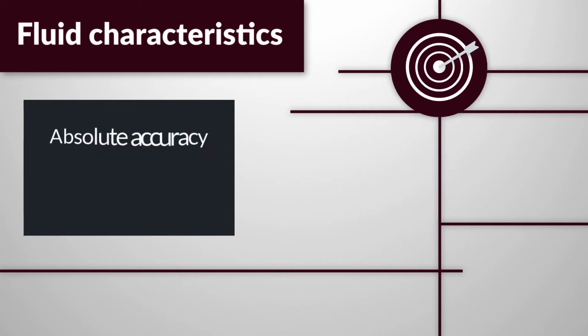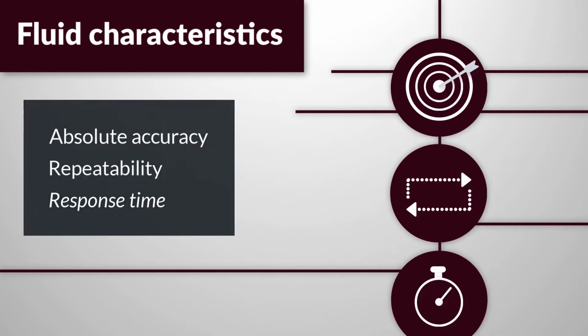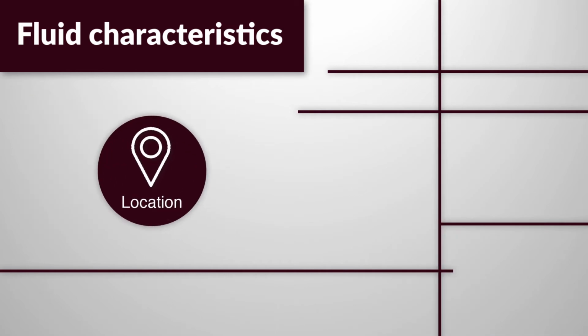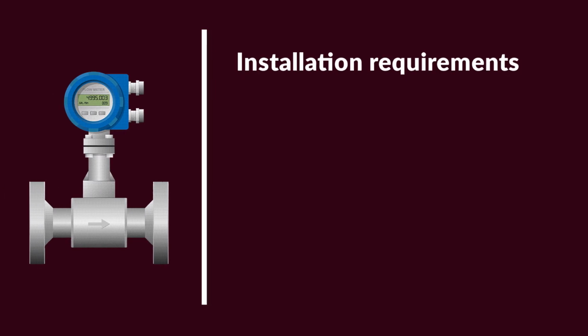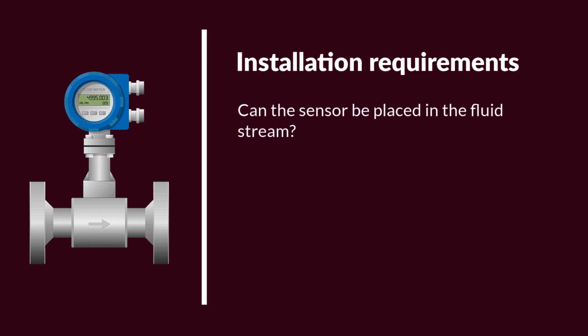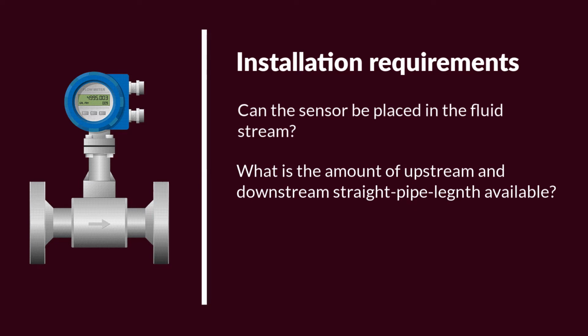The accuracy, repeatability, and response time desired. The device's location, for instance, whether it will be put in a hazardous environment requiring an instrument with certain approvals. Installation requirements, including whether placing an element in the fluid stream is acceptable or not because of pressure drop, safety, or other reasons. The amount of upstream and downstream straight pipe length available, and materials of construction needed.